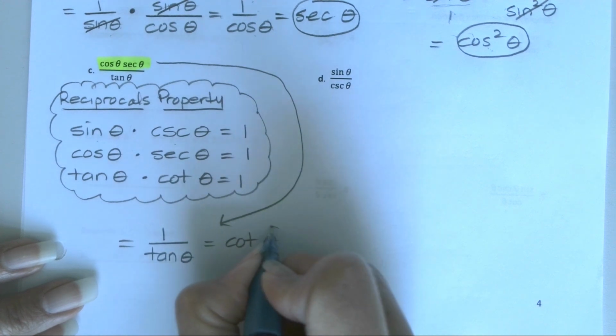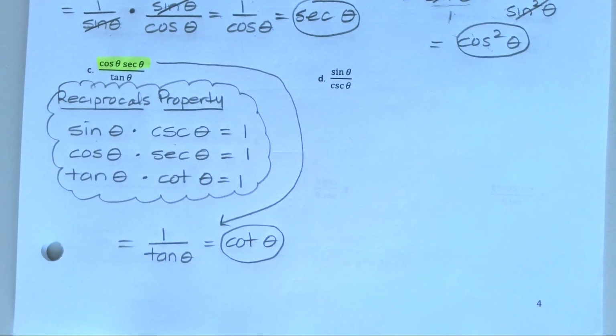Could you have done it the other way, breaking everything up and multiplying by keep, change, flip, and all that? Yes, you would have ended up with the same answer. It just would have taken you a lot longer. So remember these pairs, and they always become a 1. You will cut down on a lot of work. Okay?